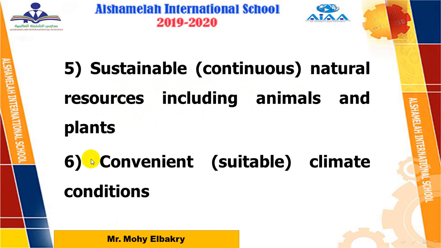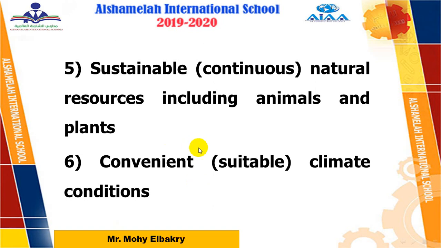Okay, number 6, convenient climate condition. Convenient means suitable. If you live in a place and the climate is convenient, means it is mild, or it is warm, are you going to leave it? No, actually you are going to stay here. Why? Because the weather is very fine all the year round. It's mild, or it's fine, it's warm, and so on.